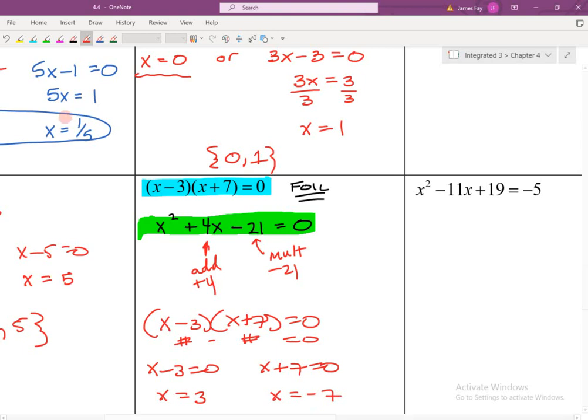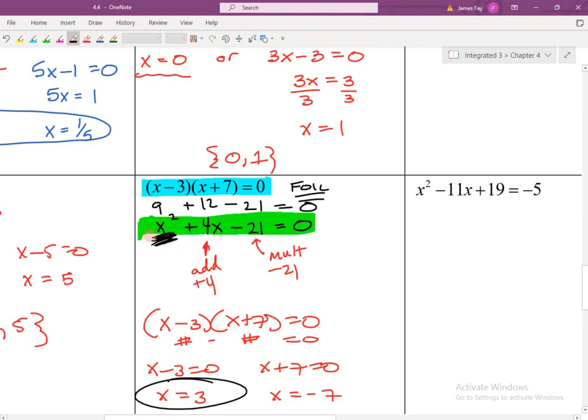And what happens then, let's try this. If I plug 3 in right here, what's 3 squared? What's 3 times 3? 9. Plug it in right here. What's 4 times 3? 12. So I have 9 plus 12. What's 9 plus 12? 21. And then if you subtract 21, what do you get? You get 0, right? So right there shows you that 3 is a solution to this equation.